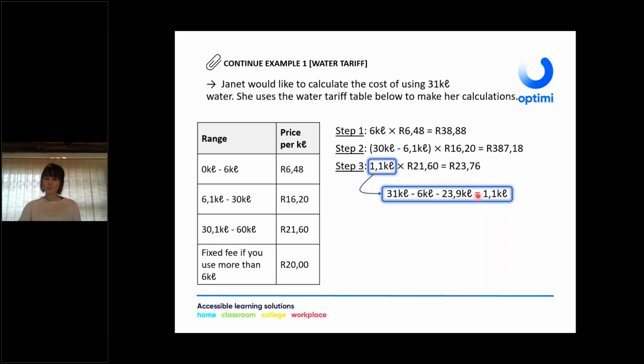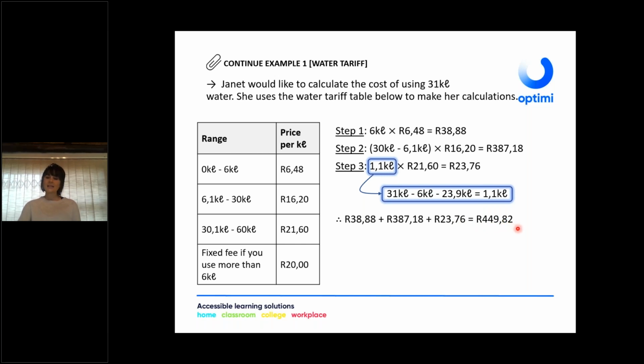We multiply this 1.1 kiloliters with the 21 rand and 60 cents as given in the table. This gives you an amount of 23 rand and 76 cents. The next step for us is to add these three values together in order to determine the amount that you will need to pay for water consumption. If we add the three values that we just calculated, we get a total of 449 rand and 82 cents.